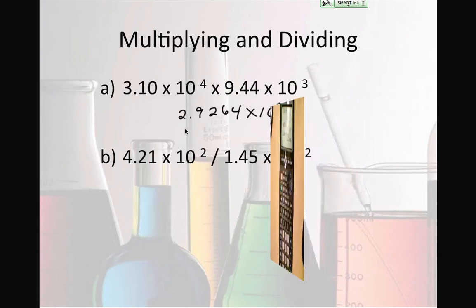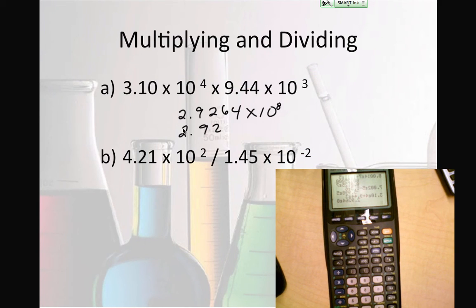Please do not write it in here as 2.9264 E 8. That's what your calculator says. I need you to know that the E means the same as times 10 to the something power, right? So this is the answer we want. Don't put the E in your answer. All right, let's try the division problem, and then we're done.